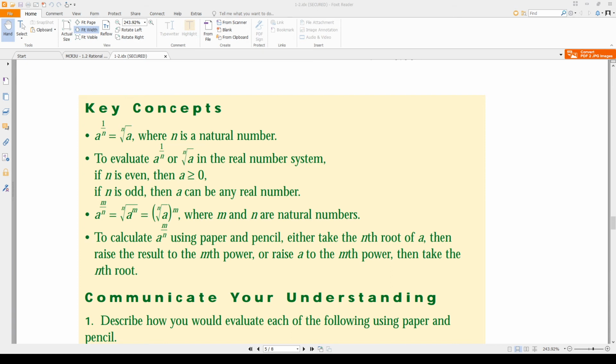And then they show you what happens if the numerator is not 1. And then they talk about how you can do this with pencil and paper. Okay? So the key concepts in your textbook kind of go over all of the things we've just talked about.